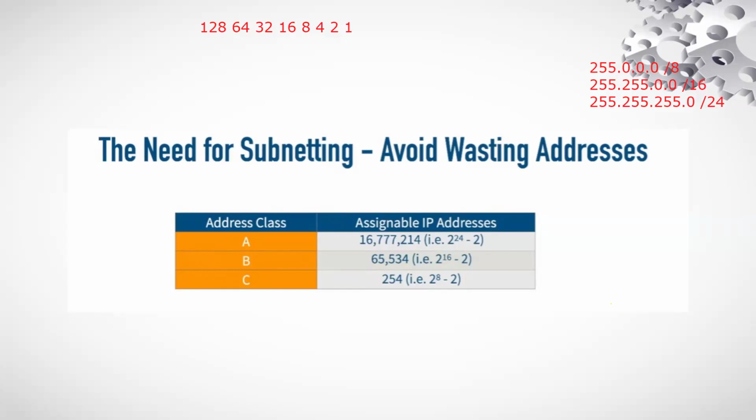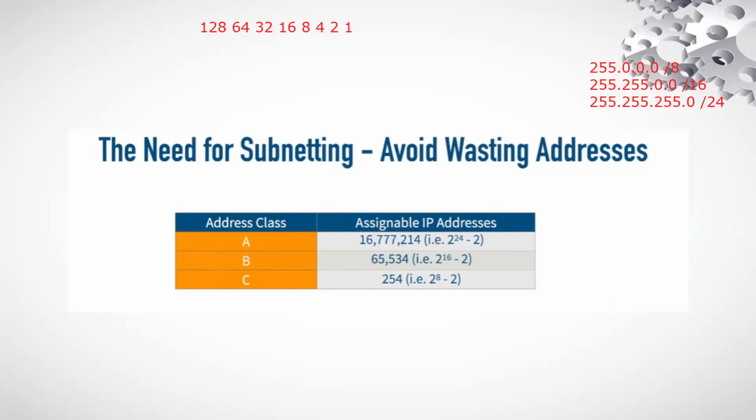Exactly. See, 2 raised to 24 is what? 8 plus 8 plus 8. For slash 8, you have 8 plus 8 plus 8 host bits, zeros, right? You combine those three, you get 24. Now 2 raised to 24, those many IPs minus 2, that is the network and broadcast IP, is the maximum IPs that you get in that subnet, 16,000 something.